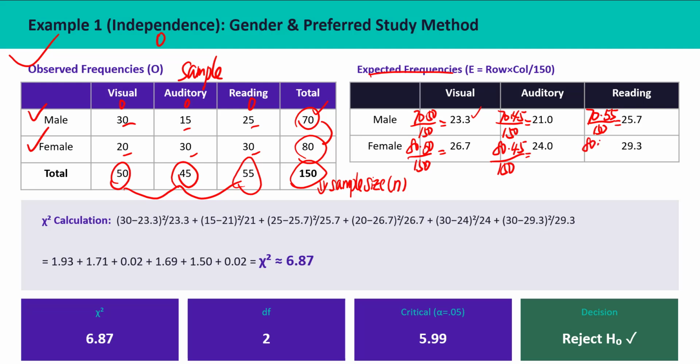It's a female with a reading learning method. 50 times 50, 80 times 55 over 150, turned out to be 29.3. So this is all the observed frequency. This is all the expected frequencies. Then you do the calculations.